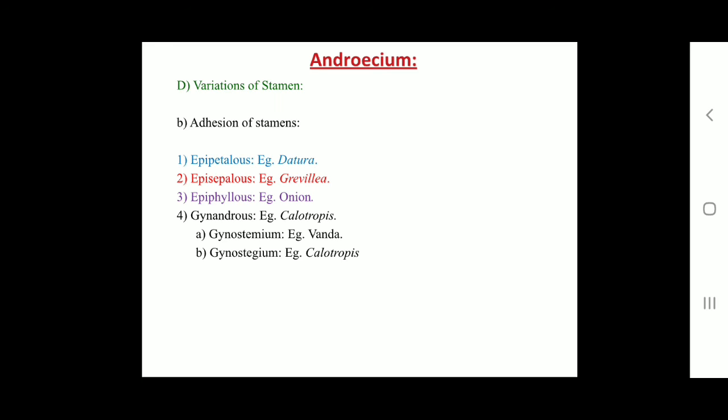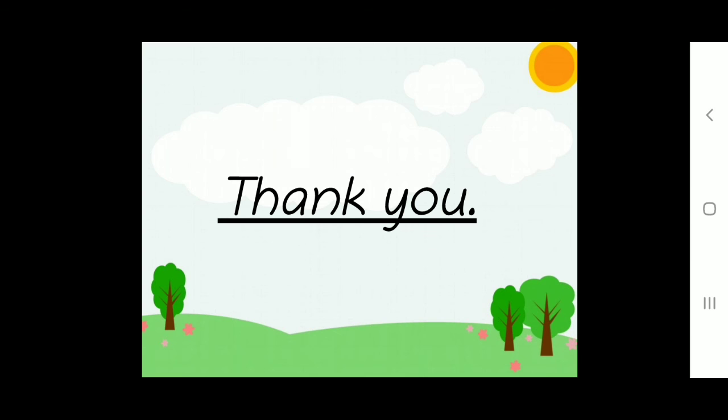It is of two types, that is gynostemium and gynostegium. In gynostemium, the stamens unite with the style and stigma of a flower. Example, epiphytic orchid plants. And the second one is gynostegium. All the anthers of stamens are united with the stigma, but the style remains free. The filaments produce staminal corona. Gynostegium provides a landing site for pollinators. Example, Calotropis. Okay, thank you.